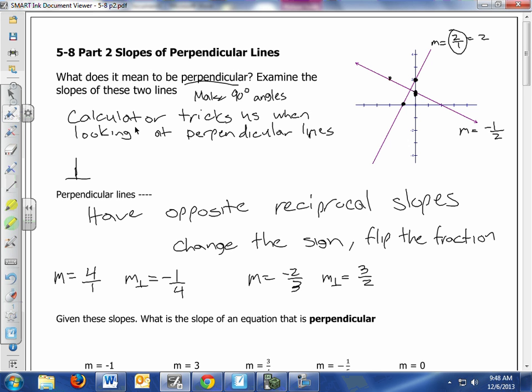Parallel lines, equal slopes. Perpendicular lines, change the sign, flip the fraction. And now, when you're taking your test, you don't have to use your hand. You can use your fingers. Parallel lines, and you don't have to let anybody see you, equal slopes. Perpendicular lines, change the sign, flip the fraction. That way you can stay cool.